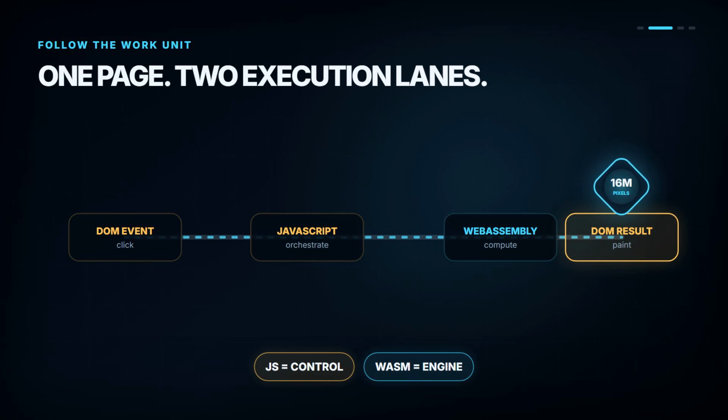WebAssembly adds a second execution lane. It is a compact, portable instruction format, designed as a compiler target. Rust, C, C++, and other languages can compile into it. The browser validates the module, translates it to machine code, and runs it inside a sandbox. That pipeline matters because WebAssembly is not source code, and it is not a new operating system.